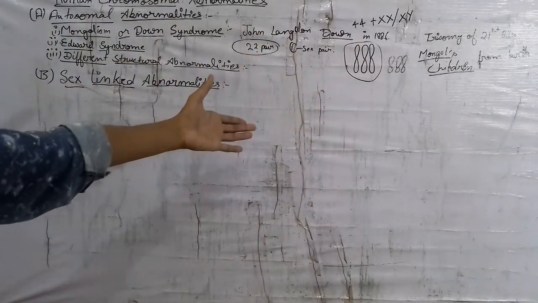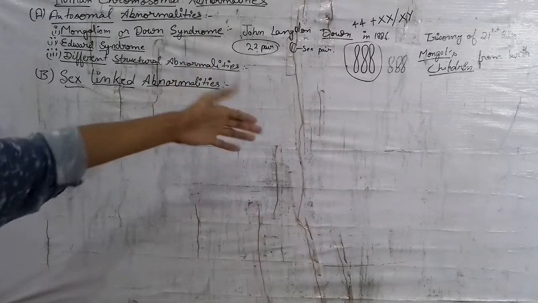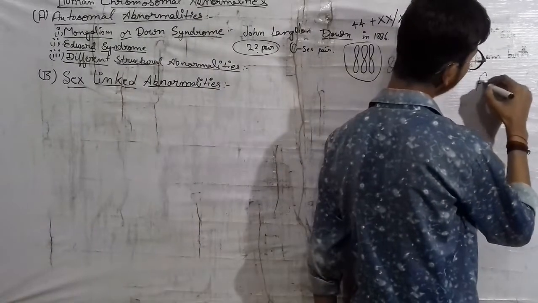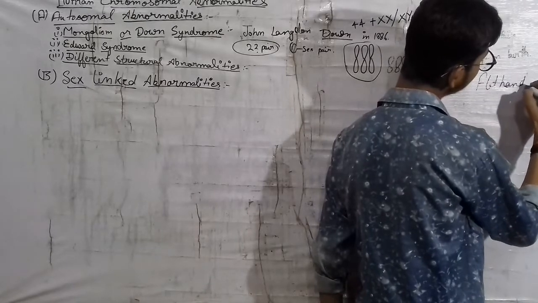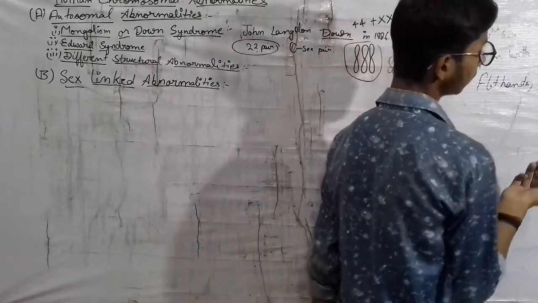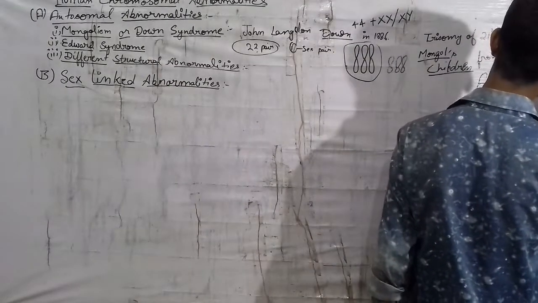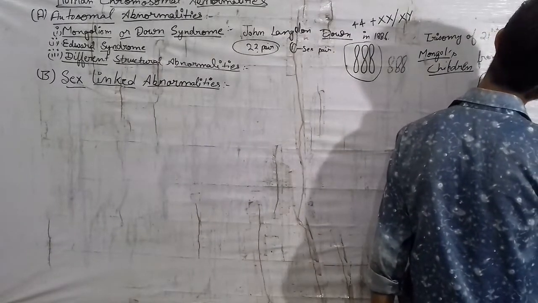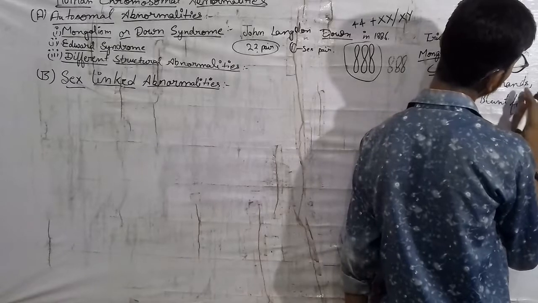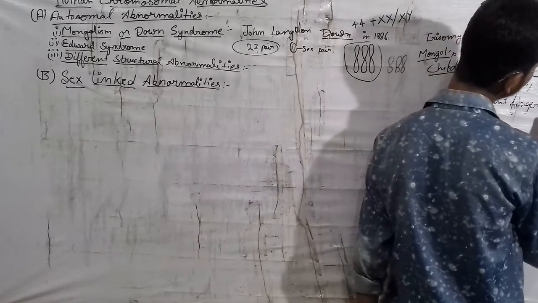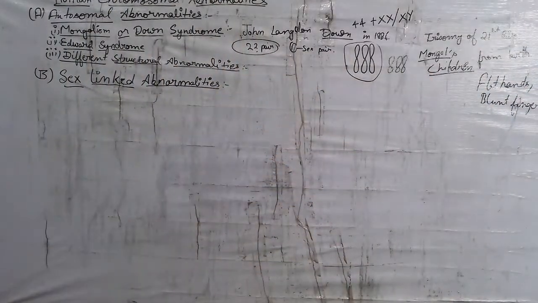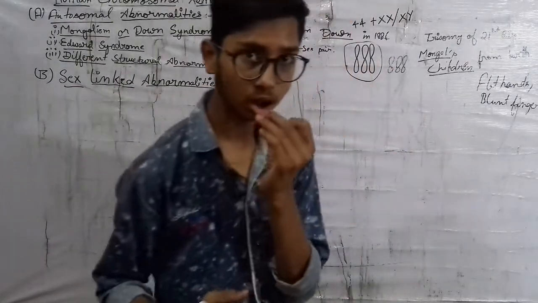The symptoms are flat hands, short neck, blunt fingers or legs. There are some symptoms of this chromosomal abnormality, and also a blurry lower lip.